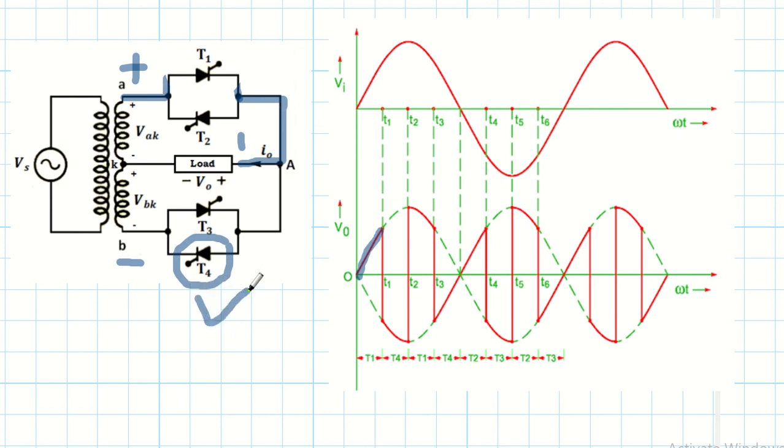From 0 to T1, thyristor T1 is conducting. Now at T1, by forced commutation, I am turning off the thyristor T1 and I am applying the gate signal at T4.